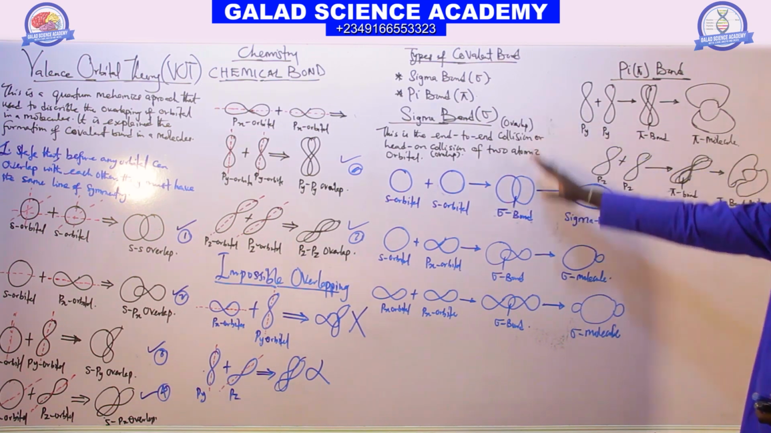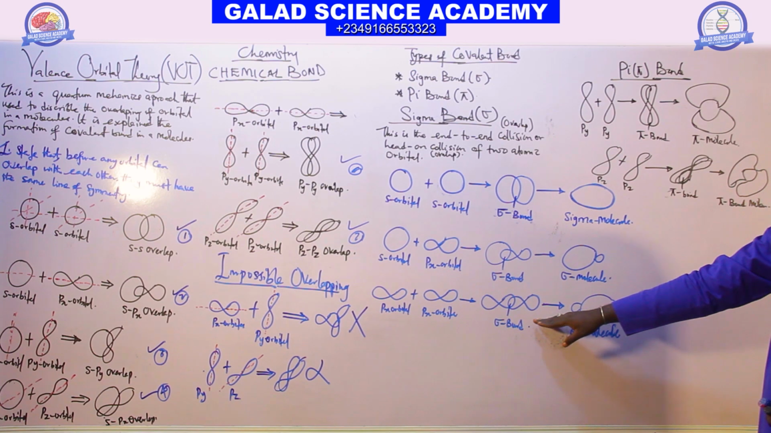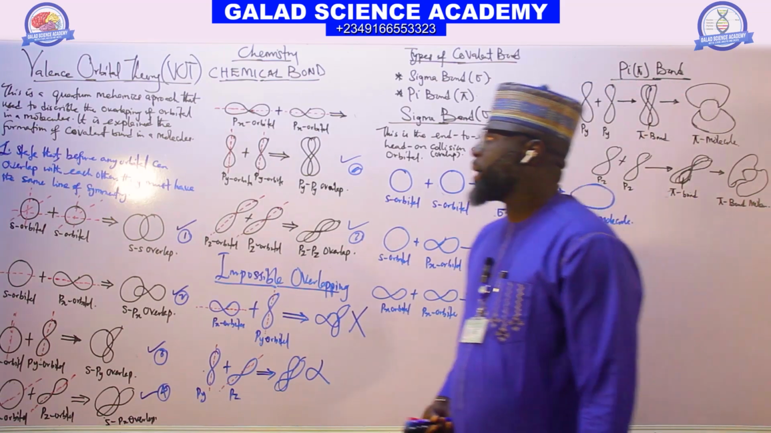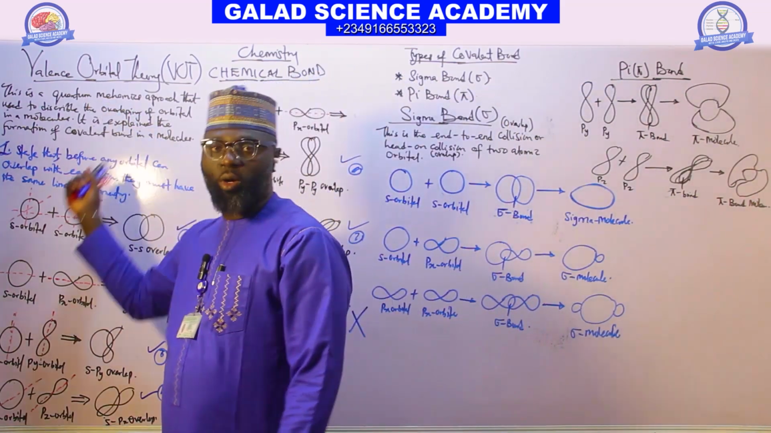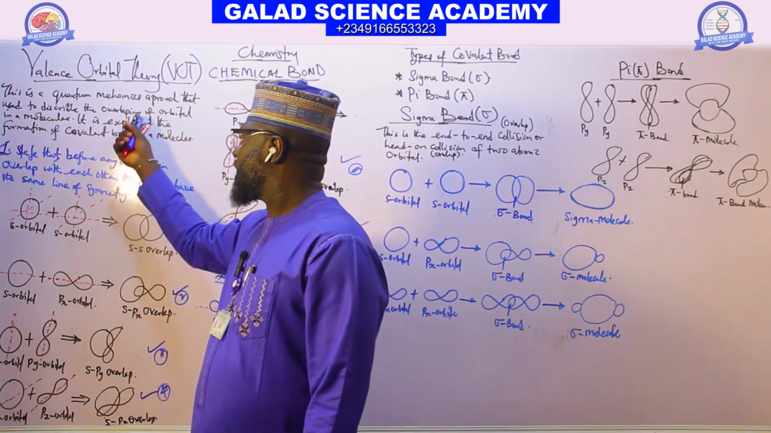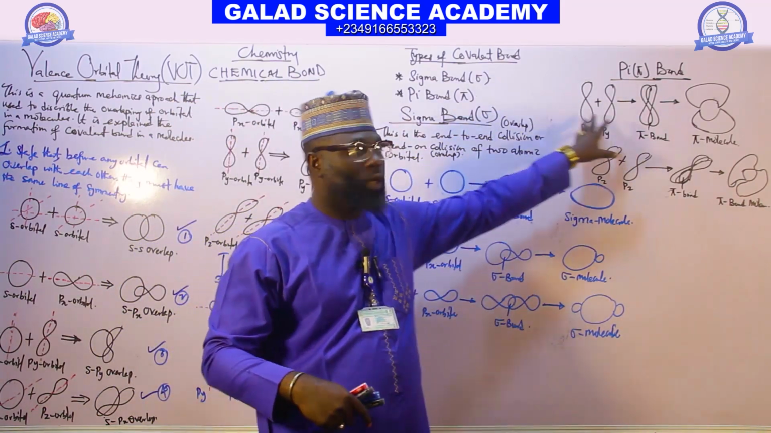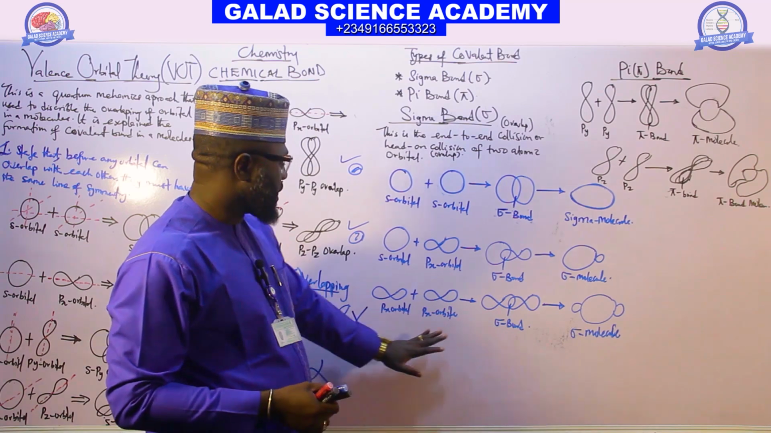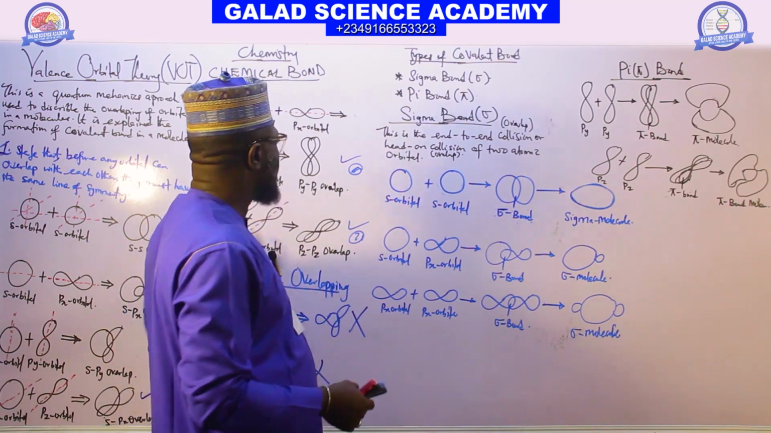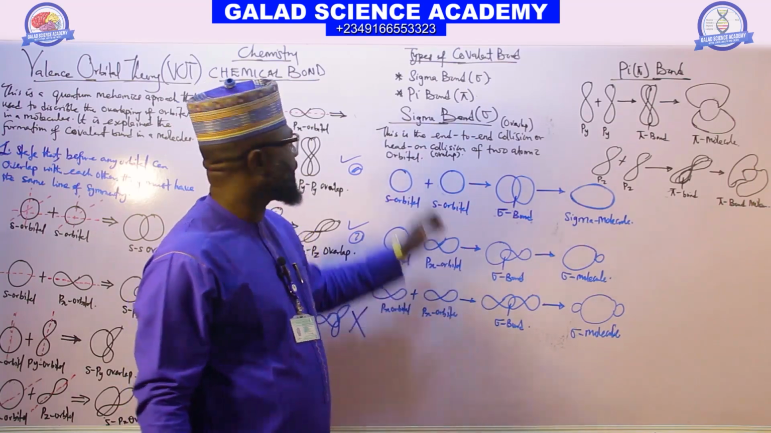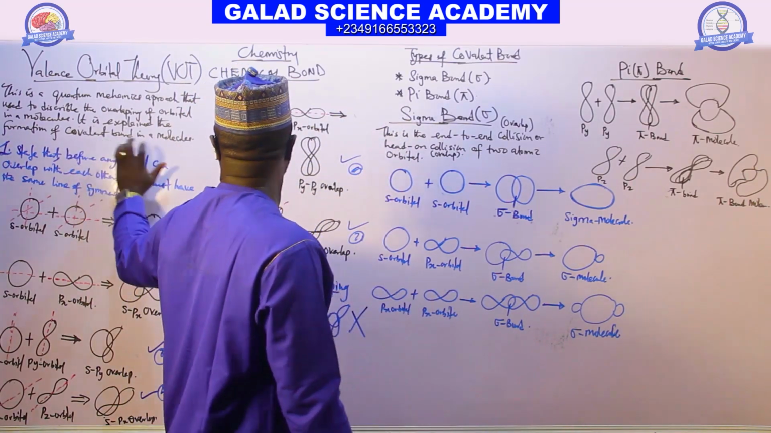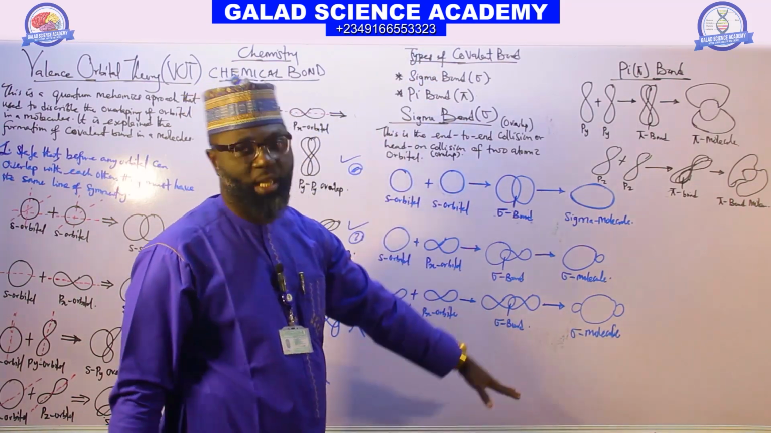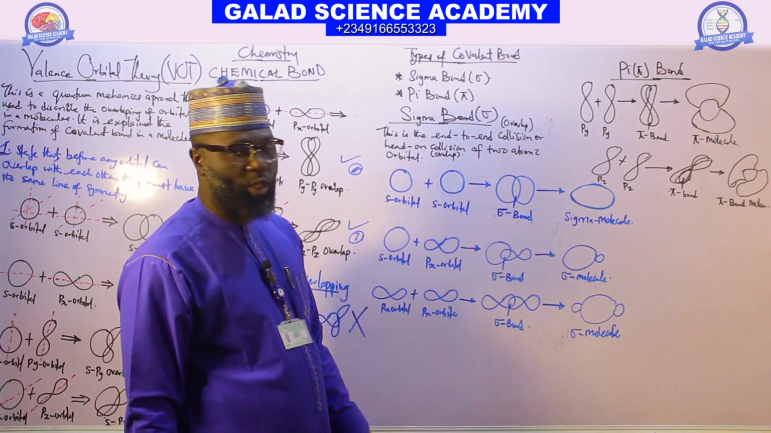But the sigma bond can be formed in end to end overlapping. So that is all about valence bond theory. Under this valence bond theory, we have sigma bond, pi bond, and we also have hybridization. So we have explained the valence bond theory, then the type of covalent bond. This valence bond theory explains the formation of covalent bond, which is formed through pi and sigma bond. The next thing that we are going to treat now is what is hybridization.